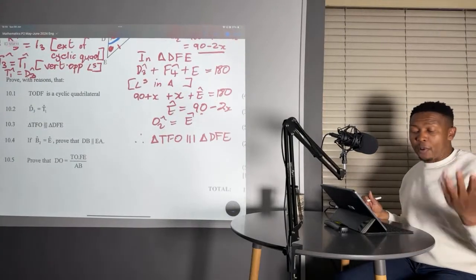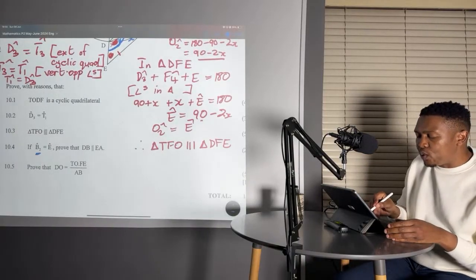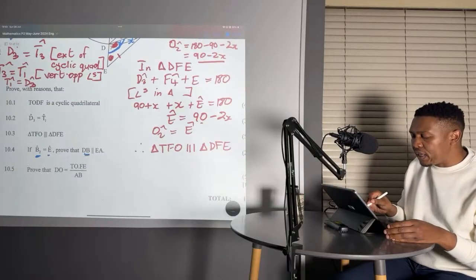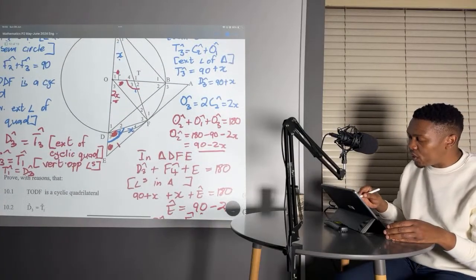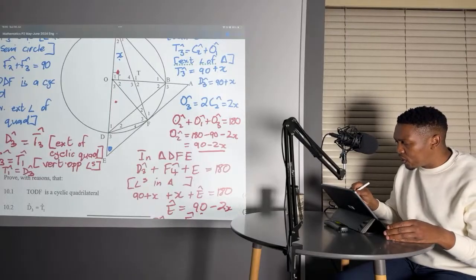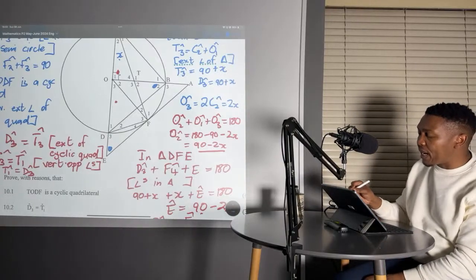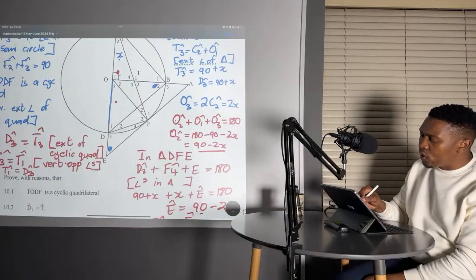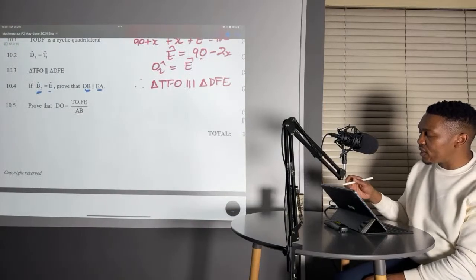So perhaps they might want us to use this in another context. But they said if B2 is equal to E, prove that DB is parallel to EA. So if E is equal to B2, which is this guy over here, prove that those sides are parallel. Now I want you to note OD is equal to OB, they are radii, and so B2 is equal to D1. Okay, so let's start there.